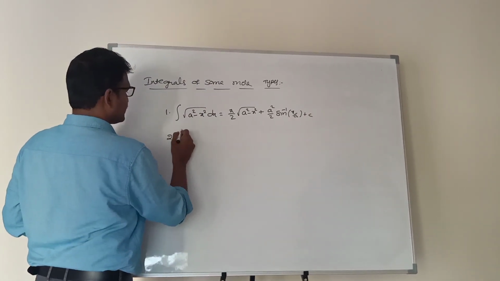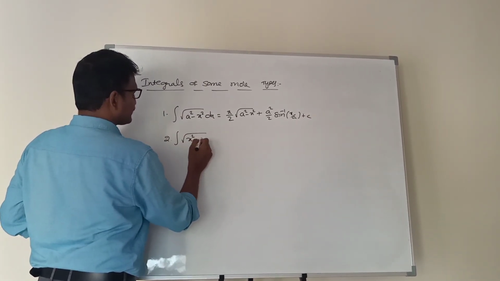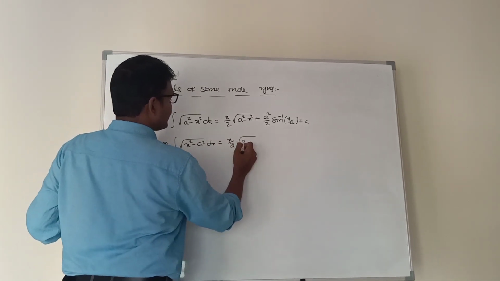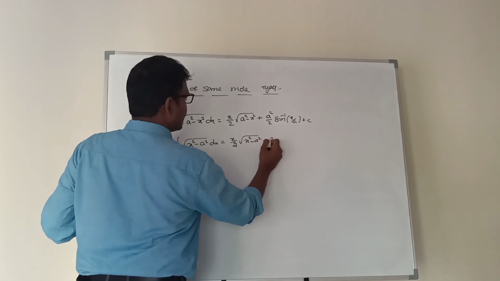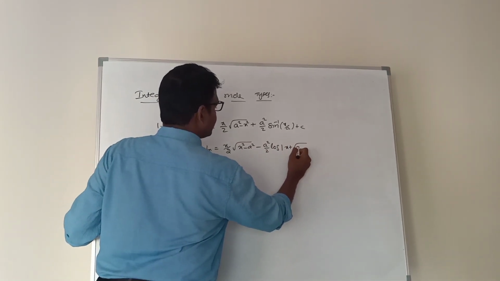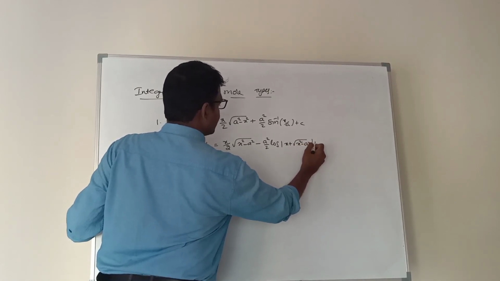Second formula is integration of root of x square minus a square dx is equal to x by 2 into root of x square minus a square minus a square by 2 into log mod x plus root of x square minus a square plus c.